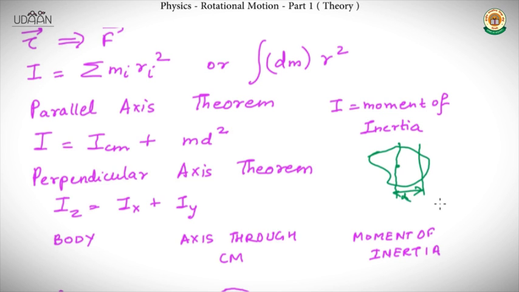Perpendicular axis theorem is only applicable to 2D bodies. It's not applicable to 3D bodies. So this caution should always be taken care of. Perpendicular axis theorem is very simple.